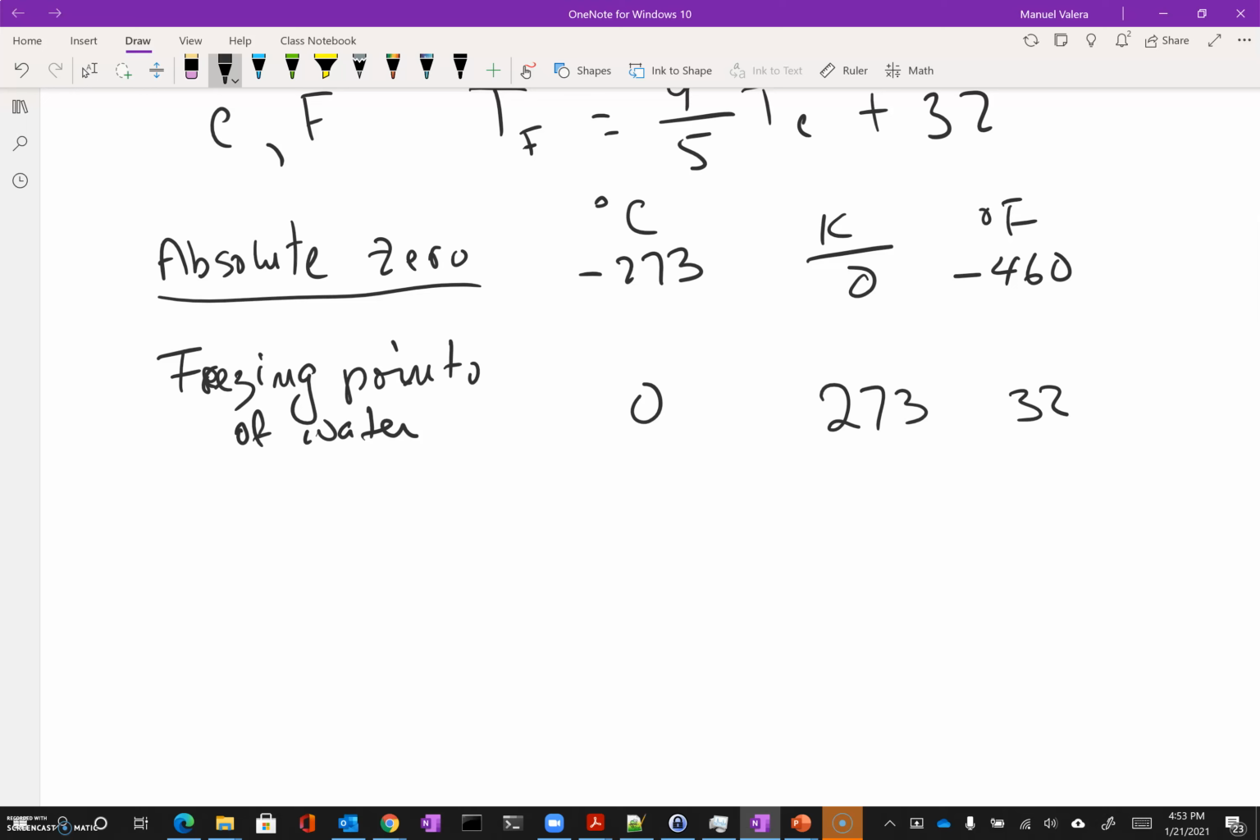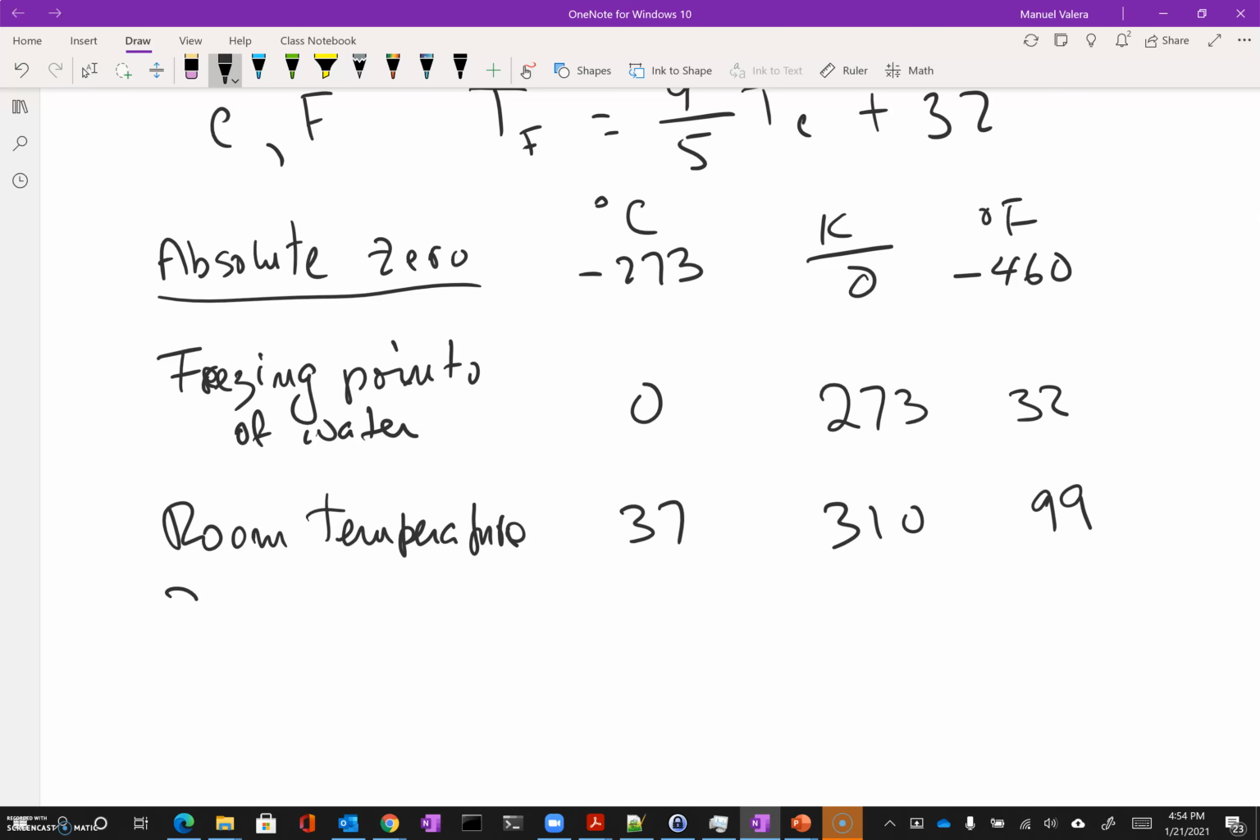Room temperature is another important one. And these are numbers that you don't need to memorize, but you need to have an intuition about that. So roughly this is 37 for Celsius. It is 300 in Kelvin, or 310 in Kelvin, and 99 in degree Fahrenheit.